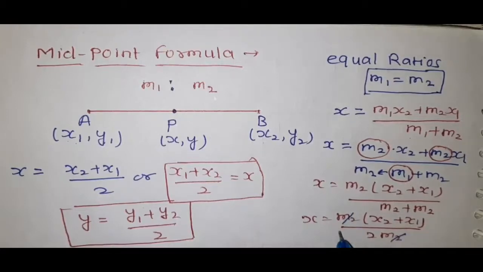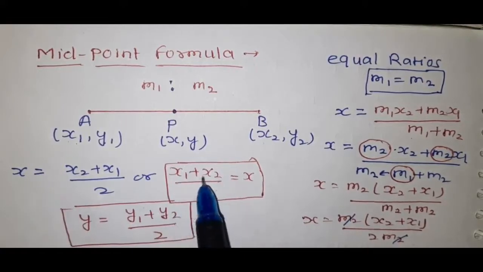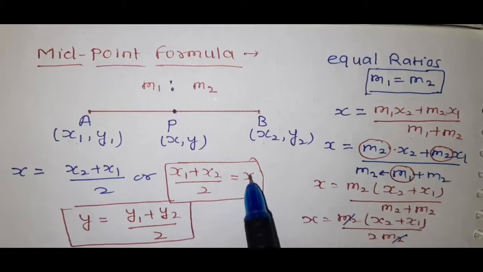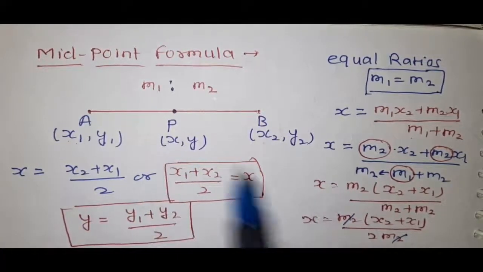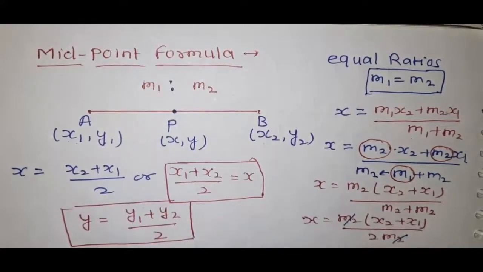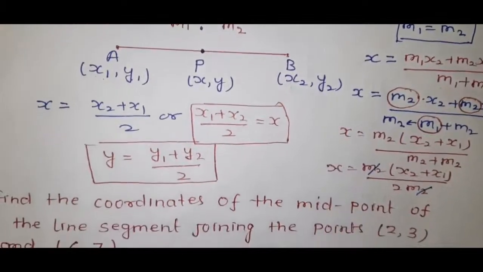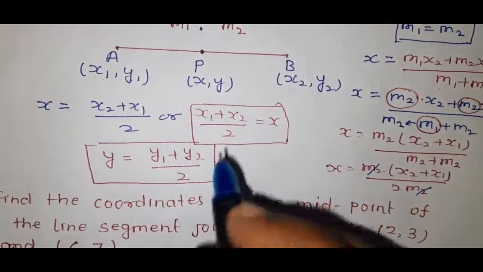m2 will cancel out with m2, and the remaining portion is x equal to x2 plus x1 by 2. Writing it in the uniform way, x is equal to x1 plus x2 by 2. That is the value of x in the case of the midpoint, when P is the midpoint, so in case we put m1 equal to m2. Similarly, if you have understood this format of x, you can easily find y also. So the formula for y will be y1 plus y2 by 2. That is the formula for the midpoint.